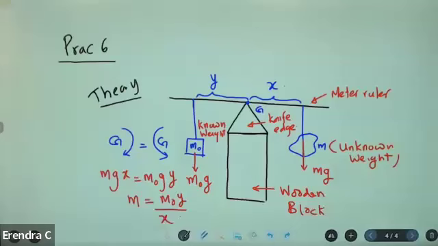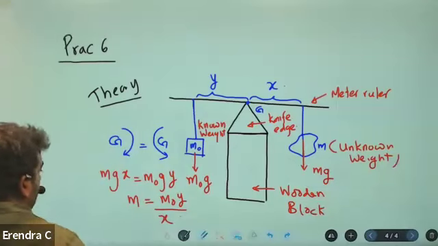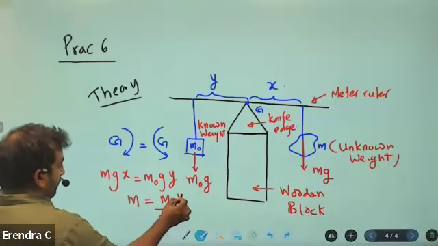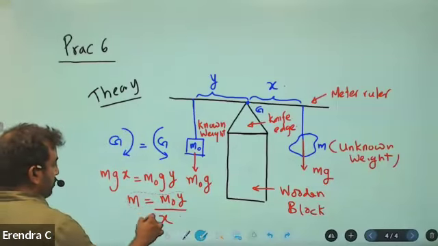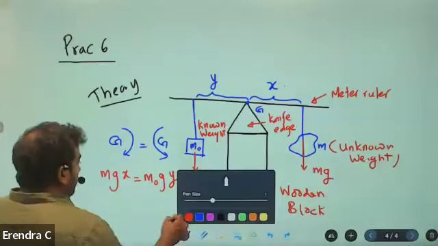And we plot a graph to find the unknown mass. Okay, now we don't find a single value. What we do is we'll plot a graph.